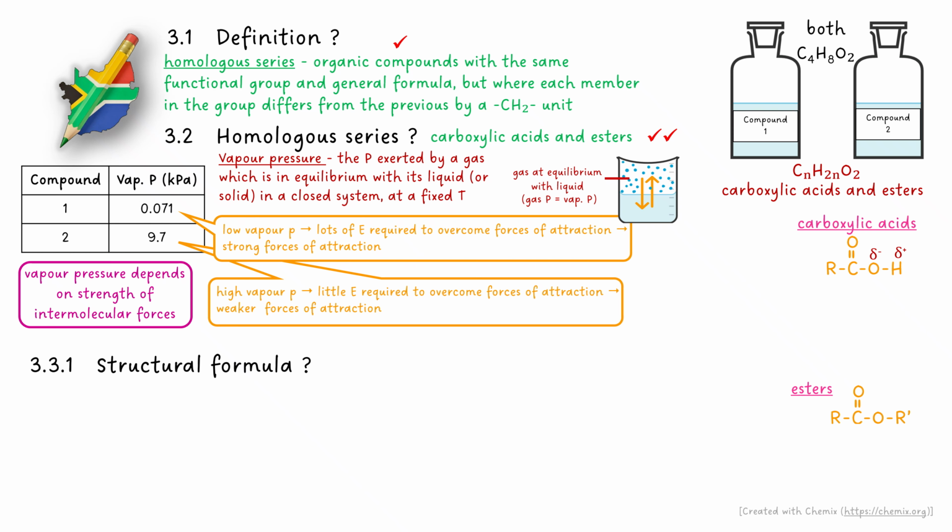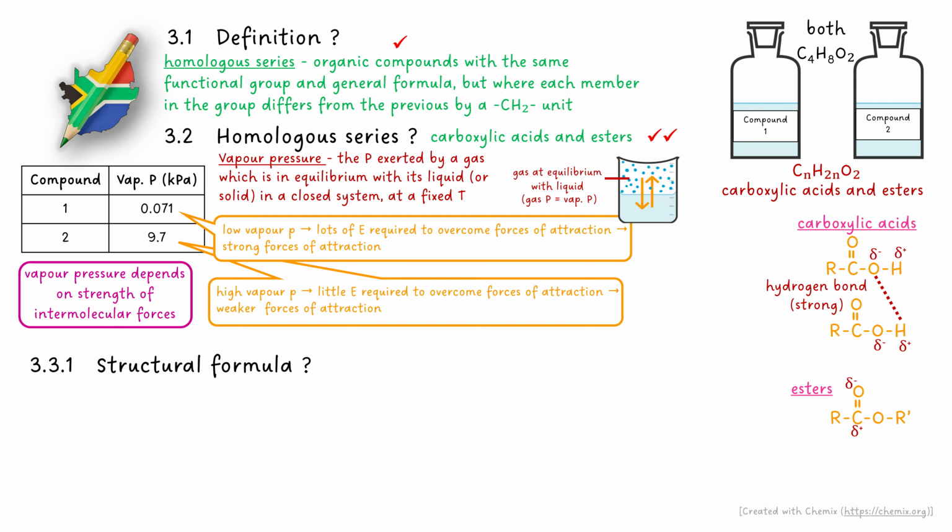In the carboxylic acid, a highly electronegative oxygen atom is bonded directly to a hydrogen atom, and this results in the electron density being pulled more towards the oxygen, forming a delta negative oxygen and a delta positive hydrogen. This results in hydrogen bonds between the delta negative oxygen atom on one molecule and the delta positive hydrogen atom on a nearby molecule. Hydrogen bonds are strong.